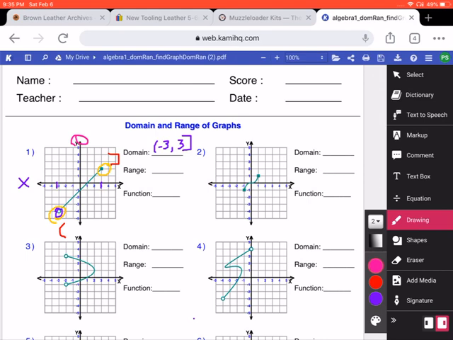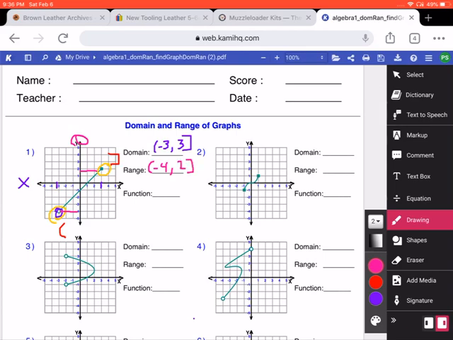Now our range has to do with our y. If we look here, the farthest that this right here is going to trace to is 4. And again, it's open, so it's going to be -4. And then the highest that it goes up, if we trace this one back, is to 2.